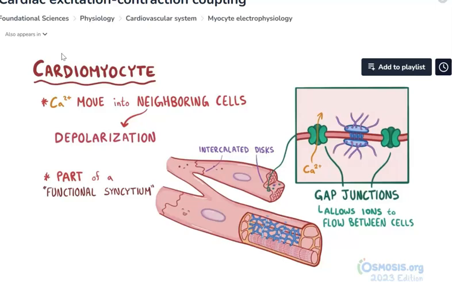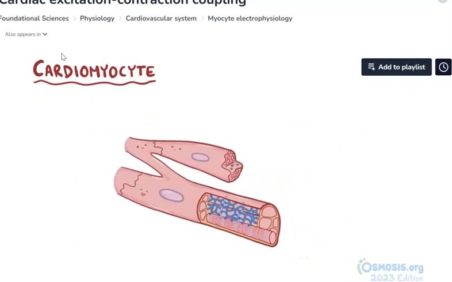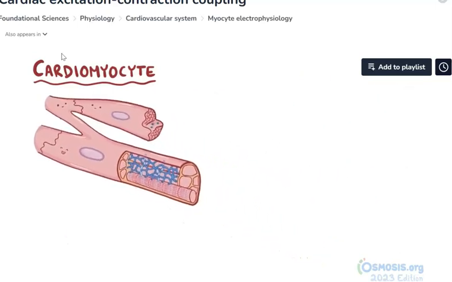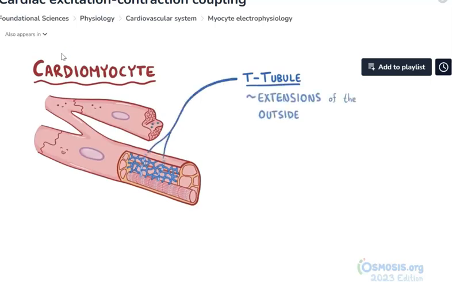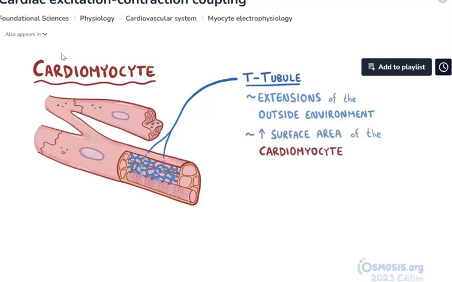In addition, cardiomyocytes stay physically attached to one another through proteins called desmosomes, which are like staples that hold the cell together when they're contracting. Another feature of cardiomyocytes are passageways called transverse tubules, or T-tubules. T-tubules are extensions of the outside environment. They increase the surface area of the cardiomyocyte and they look like the letter T, so it's relatively easy to remember their name.